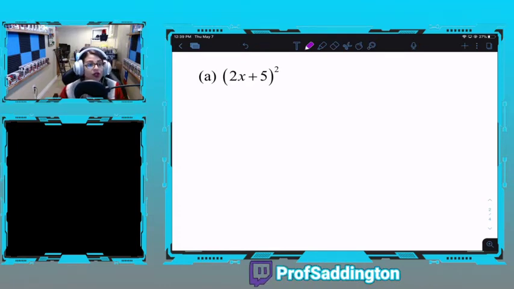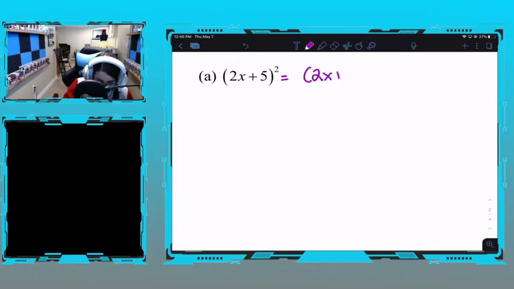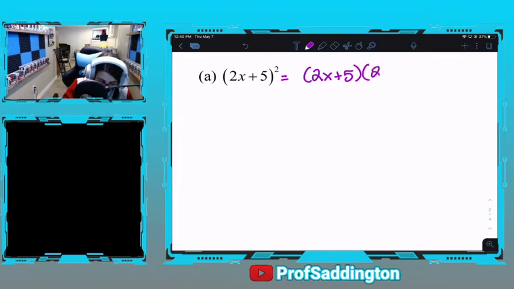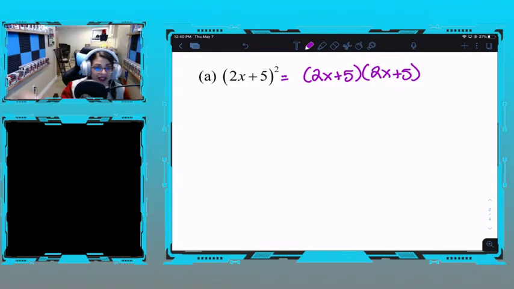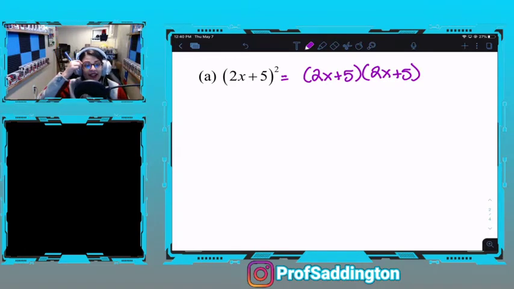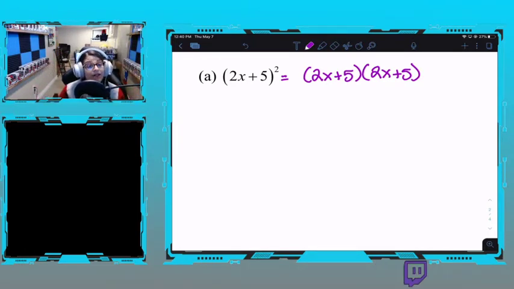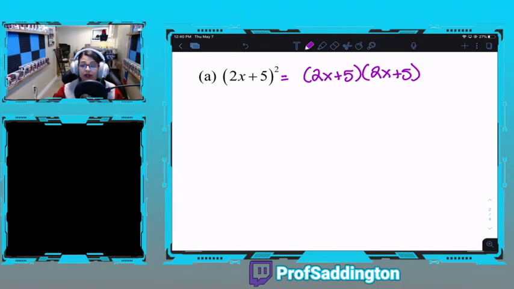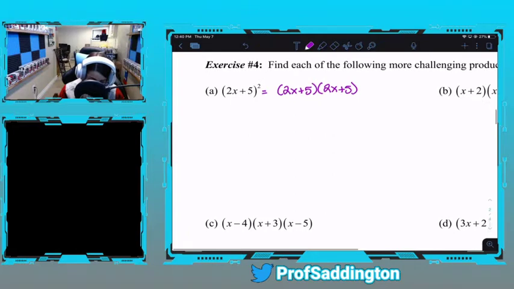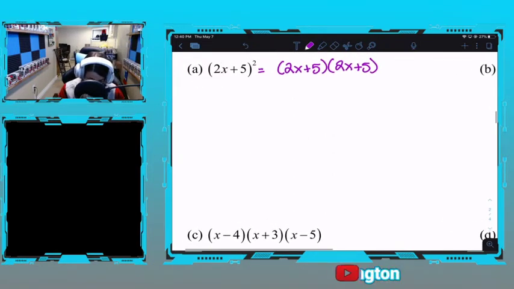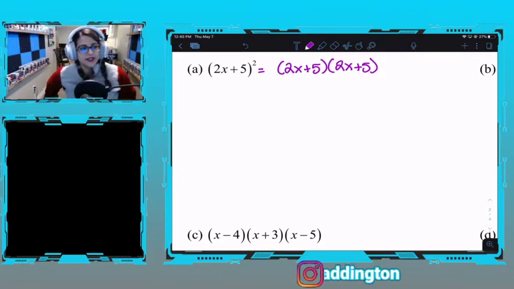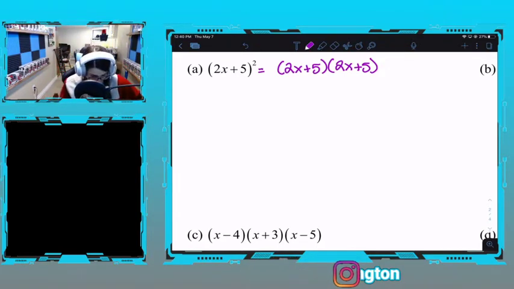So if I have something squared, that means that I have that quantity twice. So this means I have 2x plus 5 times 2x plus 5. I can't just distribute that exponent. It doesn't work like that. You got to write out that quantity twice. Now from here, we can choose if we want to double distribute or if we want to use box method. So I think with this one, I'm just going to do this one as double distribute, and then I'll do the next one as box method just because I don't have a ton of space on this page.